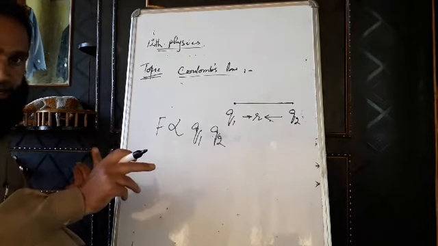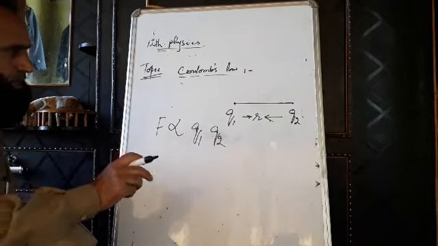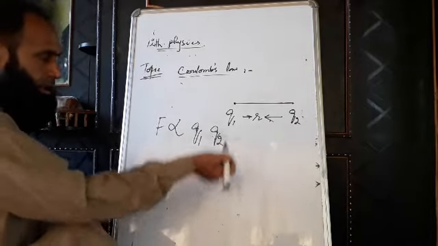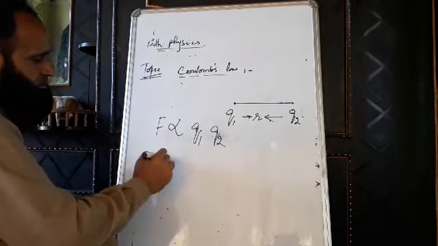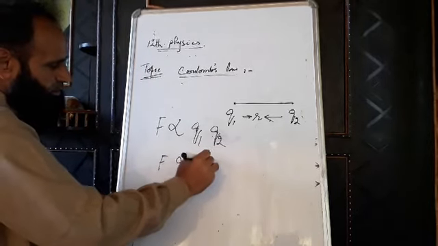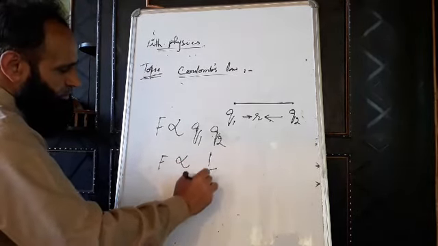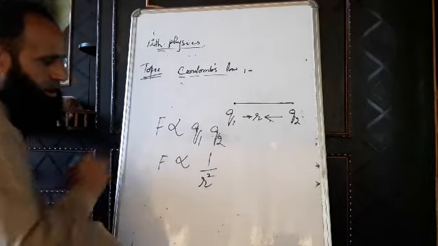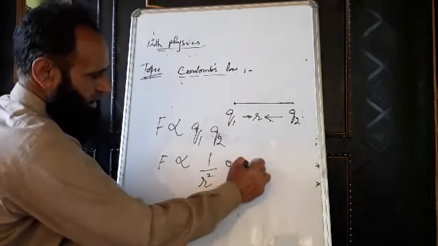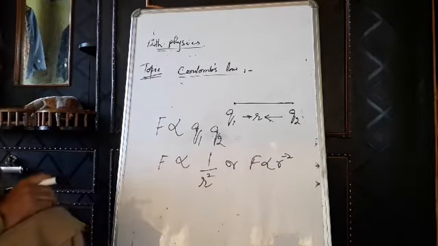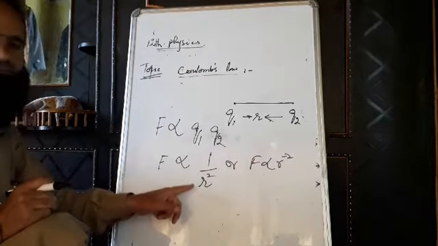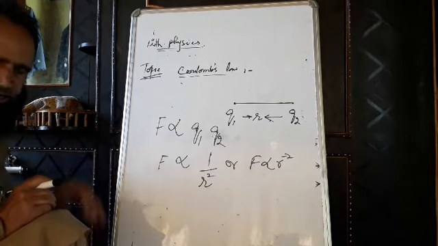And next, the force is inversely proportional to the square of the distance between them. So we can say F is inversely proportional to the square of the distance between them.